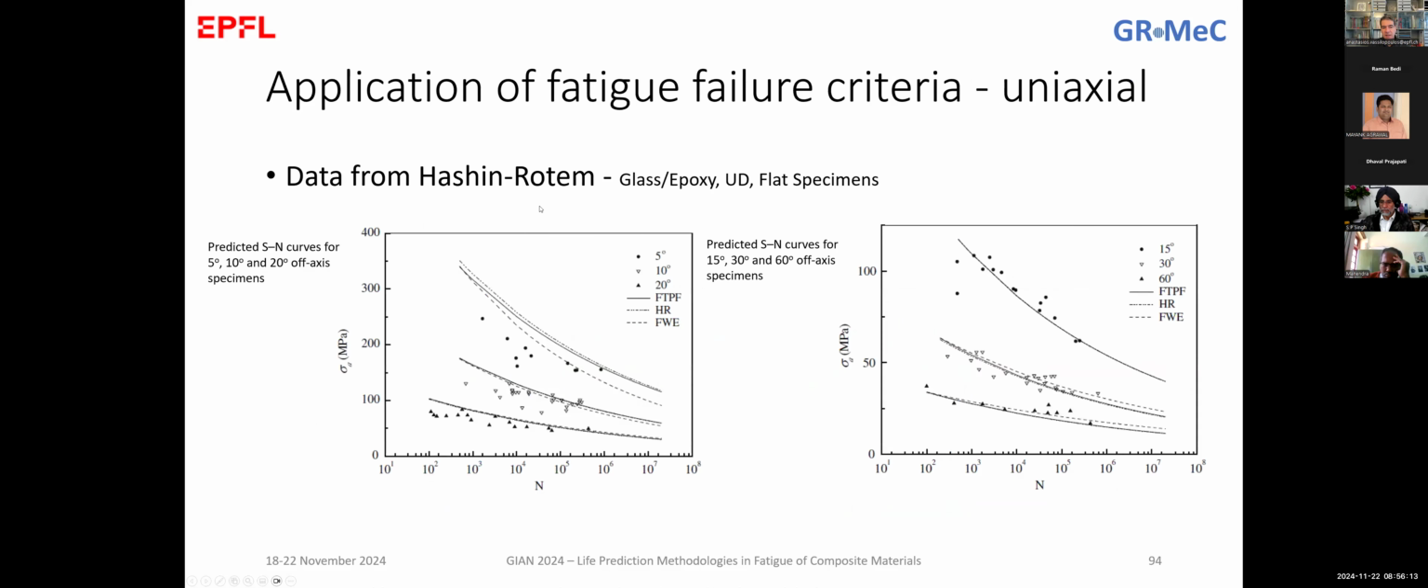So I'm presenting here some comparison of the failure criteria, and I will discuss also the sensitivity of some of them. Here we used again the material system, the database that was presented by Hassin and Rotem in their publication. They had a lot of data on unidirectional materials cut at different on and off-axis angles between 0 and 90 degrees.